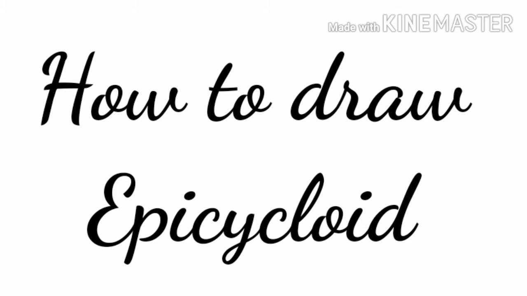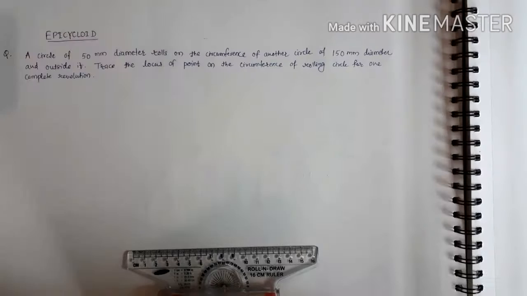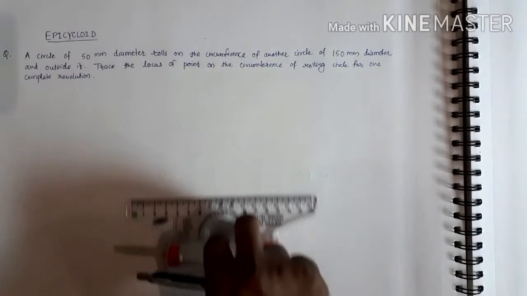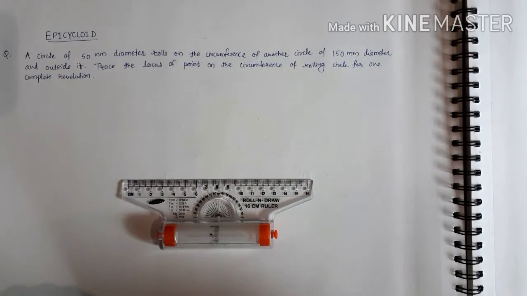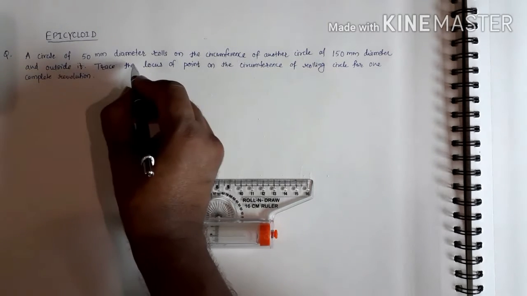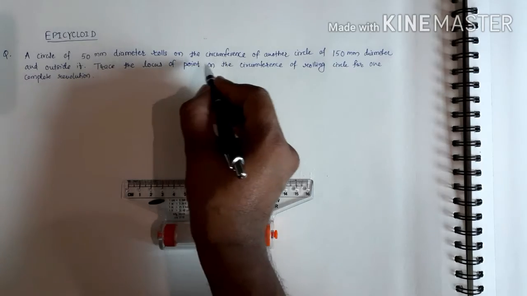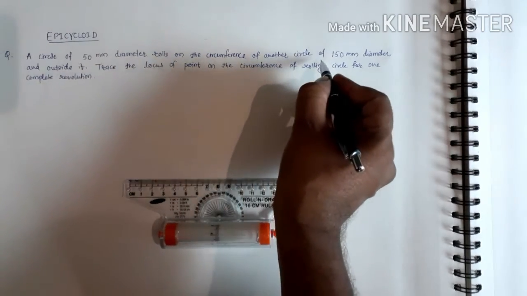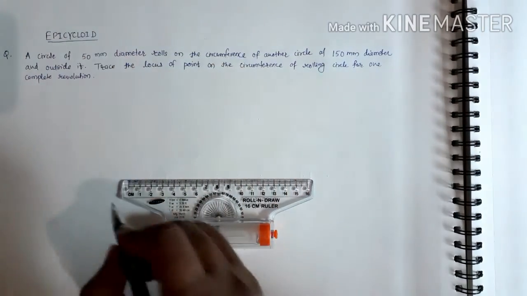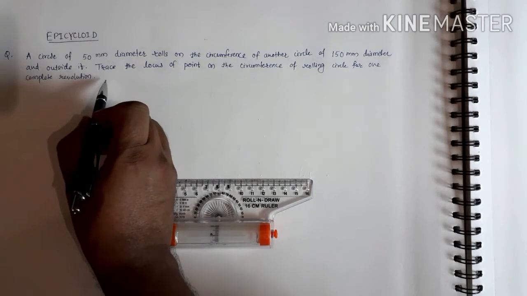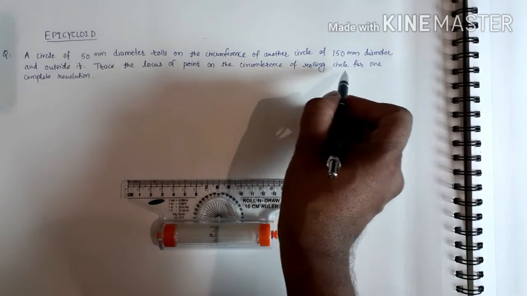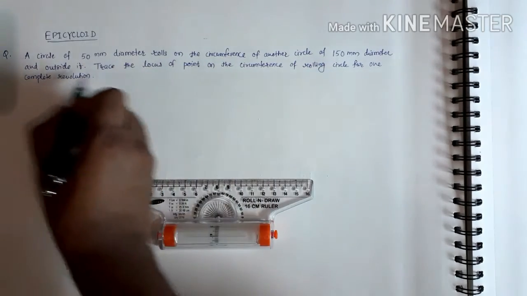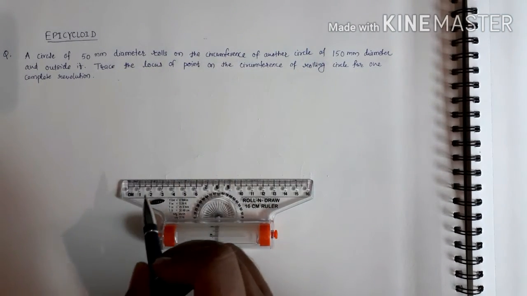In this video we will see how to draw epicycloid. Okay, so the epicycloid question is: a circle of 50 mm diameter rolls on the circumference of another circle of 150 mm diameter, and outside it. Trace the locus of point on the circumference of rolling circle for one complete revolution.